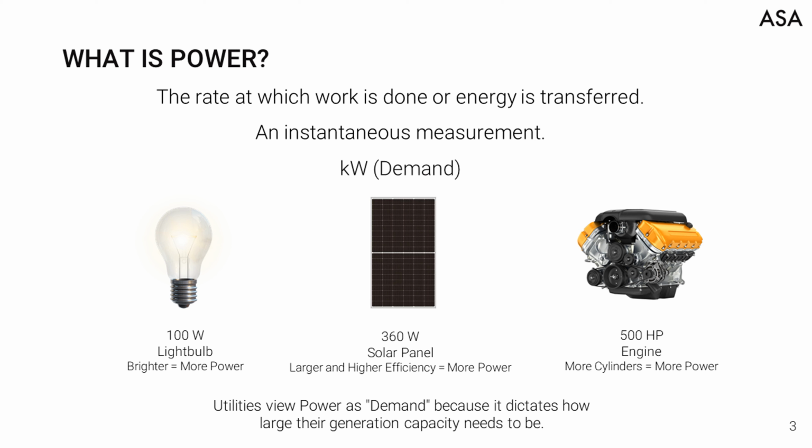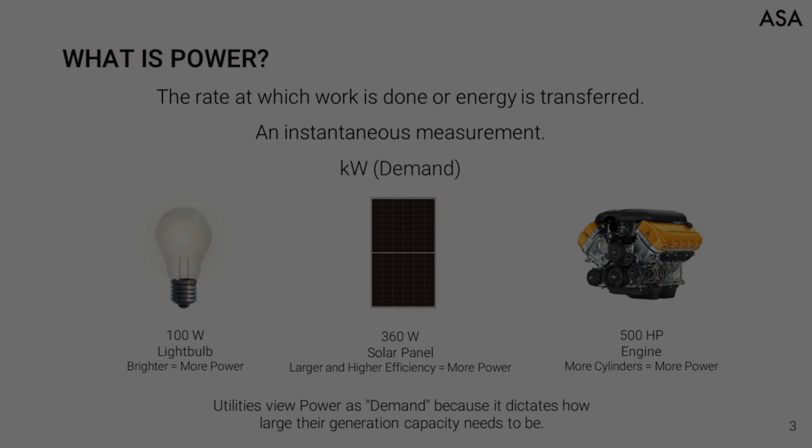In the case of a light bulb, its power rating tells us how bright it shines. Its brightness is how fast it's transferring electricity into light. A solar module's power rating is typically expressed in watts. Its power rating tells us how much power it will produce under standard test conditions. A combustion engine's power rating is typically expressed in the units of horsepower. The larger the engine, the more power it can produce.